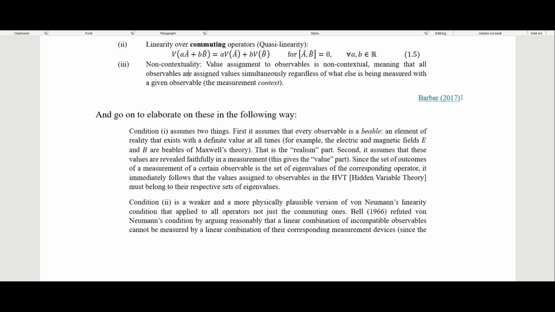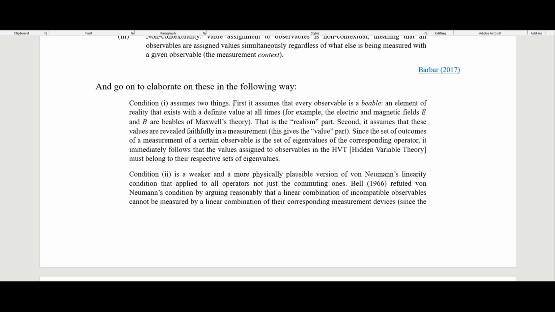And so Barbar goes on to elaborate, saying that condition 1 up here assumes two things. First, it assumes that every observable is what they call a beable. I believe that was a neologism of John Stewart Bell. We talk about observables in quantum mechanics, which are values that you observe, and a beable is supposed to be a value that a non-observed system actually has. So it first assumes that every observable is a beable, essentially saying that when you observe something, you're observing what its value actually is. We're not just getting some observable that's independent of what it actually is.